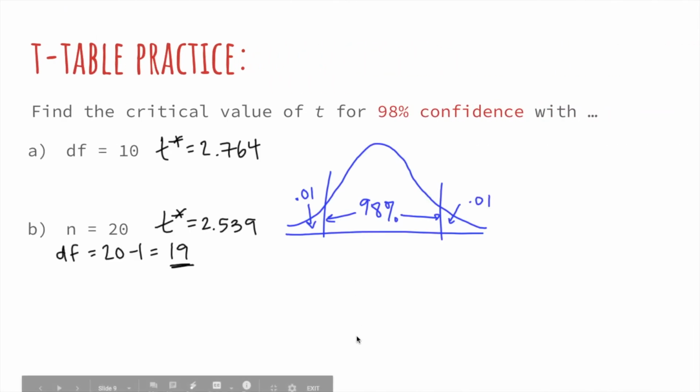The next couple of videos, I'm going to go through some of the other important information, and then we'll get into an example problem, putting this all together to do a confidence interval.